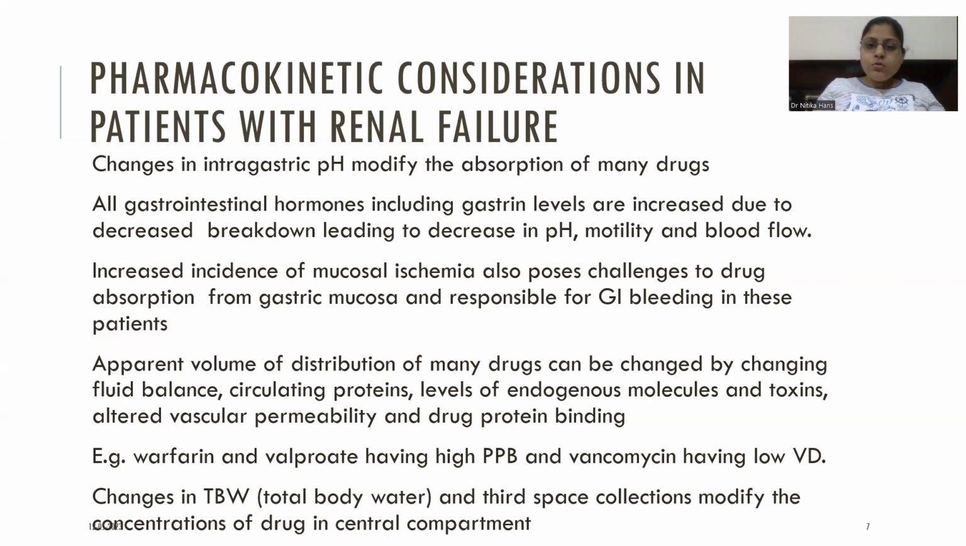Apparent volume of distribution of many drugs can be changed. Why? By changing the fluid balance, circulating proteins, levels of endogenous molecules and toxins, altered vascular permeability, and drug protein binding. Meaning the apparent volume of distribution of various drugs can change, because fluid balance, circulating proteins, and levels of endogenous molecules and toxins can change, and vascular permeability or drug protein binding can increase or decrease.